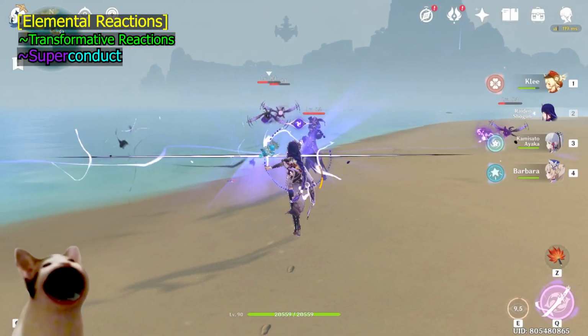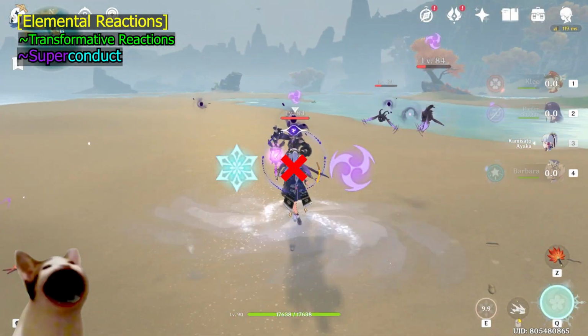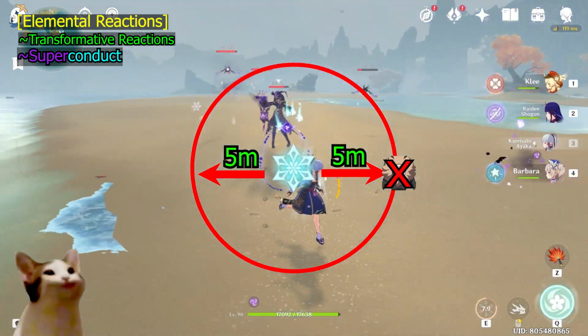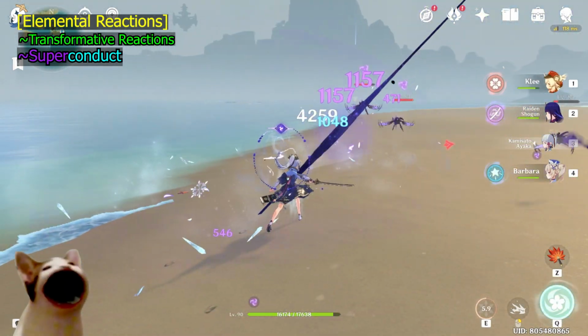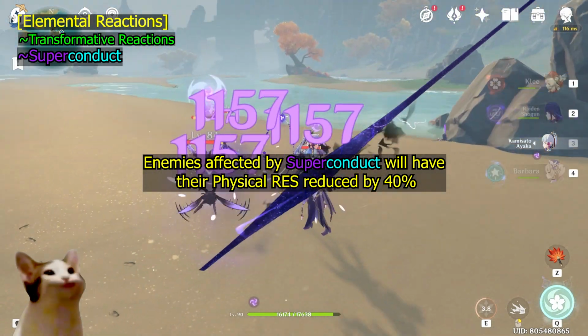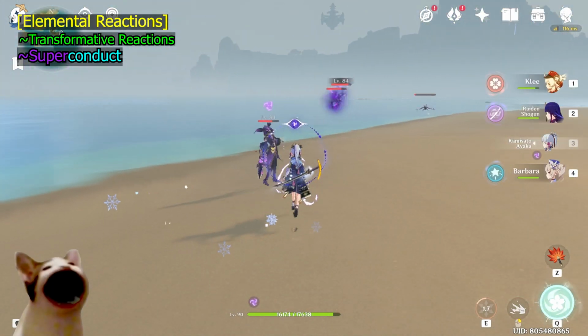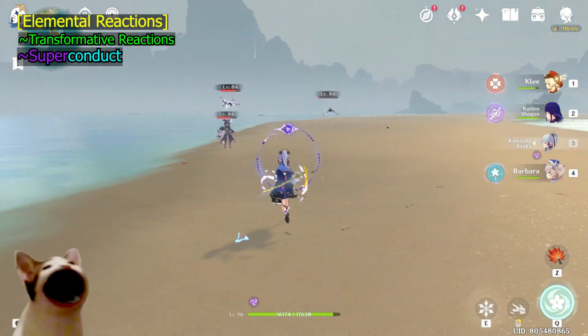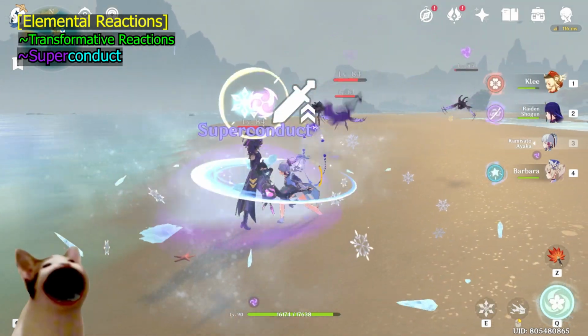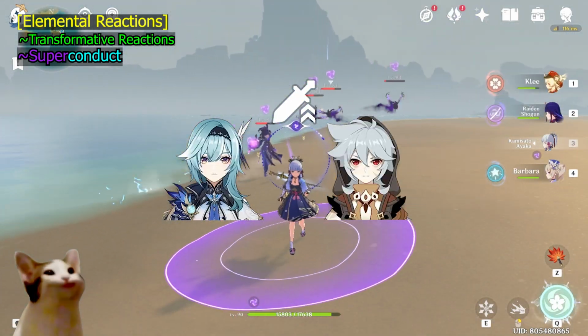Superconduct is the reaction created when Cryo and Electro meet, of which it does an AoE Cryo damage. Enemies affected by Superconduct will have their physical RES decreased by 40%. This reaction is often used to buff the damage done by physical DPS characters such as Eula or Razor.